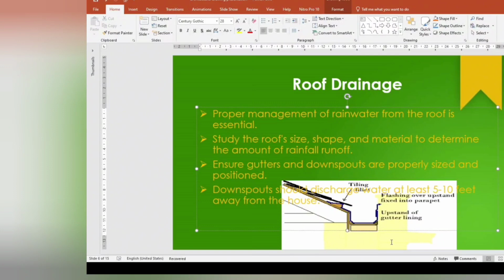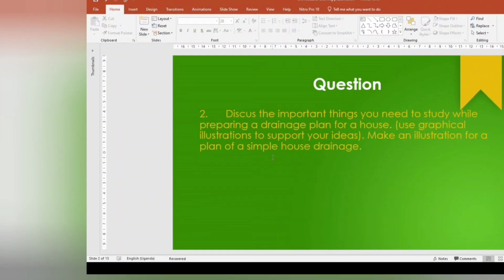We have a simple sketch here, or an illustration as per our question, which was with the aid or use of graphic illustration to support your idea. So we can see this one is talking about the roof drainage.